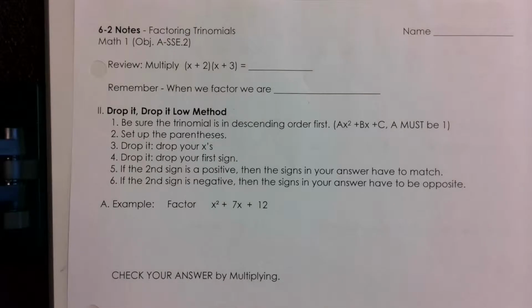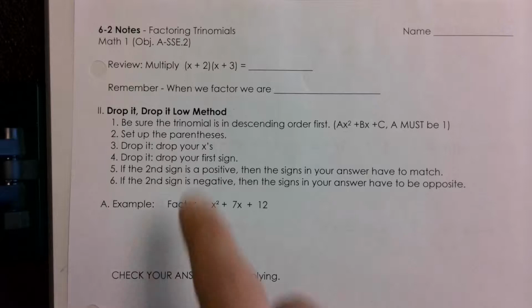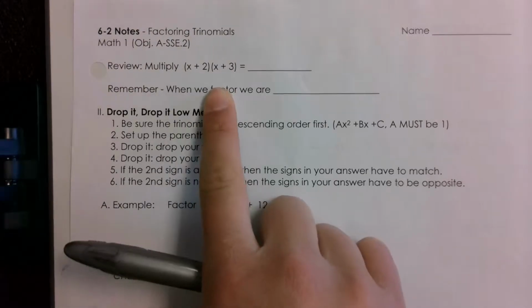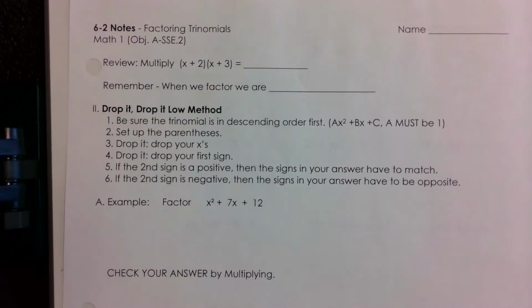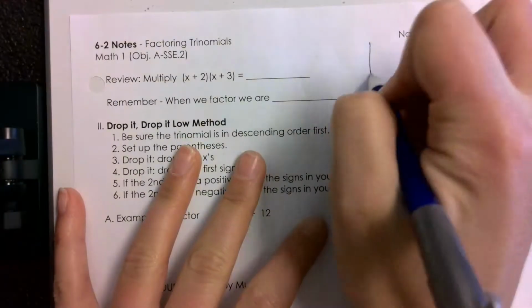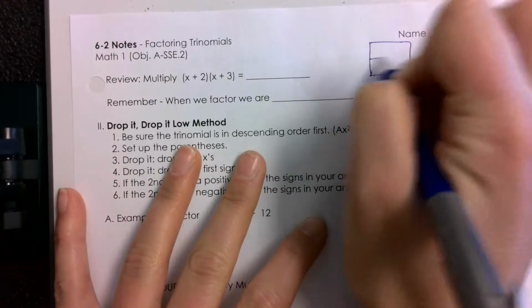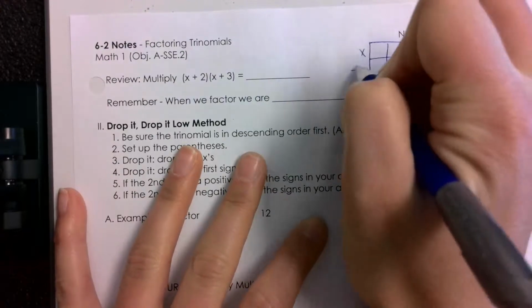All right, this first part that we've got, it wants you to multiply a binomial times a binomial. So what did you say you have to do, or what do you use to help you do that? The box. So we've got x plus 2 times x plus 3.